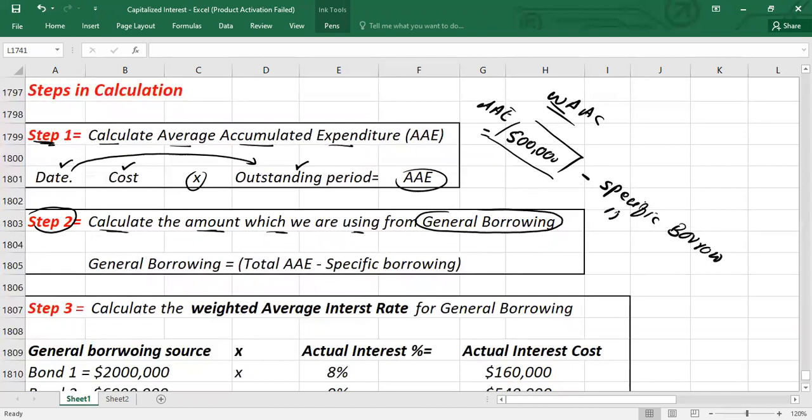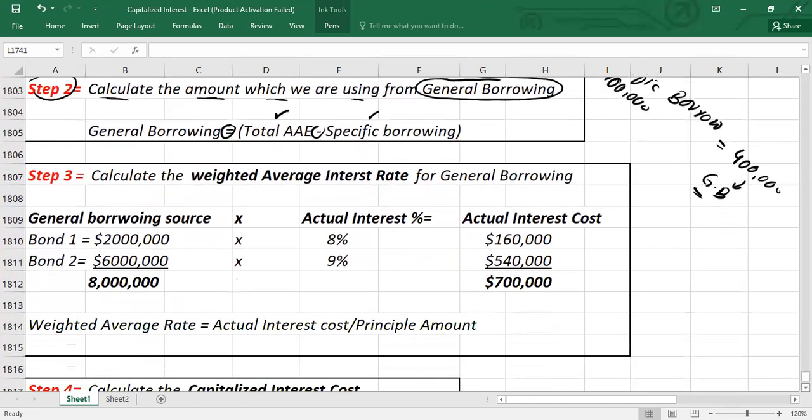For example, I'm assuming it is $100,000. So it means the remaining amount, 400,000, which is the deficit, you are going to use from general borrowing. This is what you have to calculate here, the amount which we are going to use from general borrowing, and this is the formula. General borrowing is equal to total average accumulated expenditure minus specific borrowing. So you will get the general borrowing. I will apply all these things with the help of an example, don't you worry.